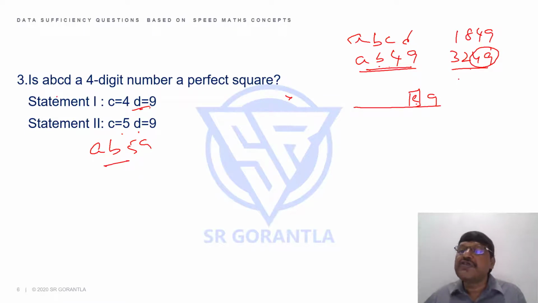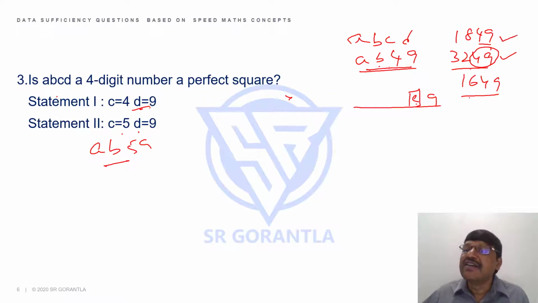But now students, suppose I ask you 1649, is it a perfect square? No. Hence, just because the last two digits are 49, is it a perfect square? Maybe yes, maybe no. When you say maybe yes, maybe no, you are not giving me an answer.